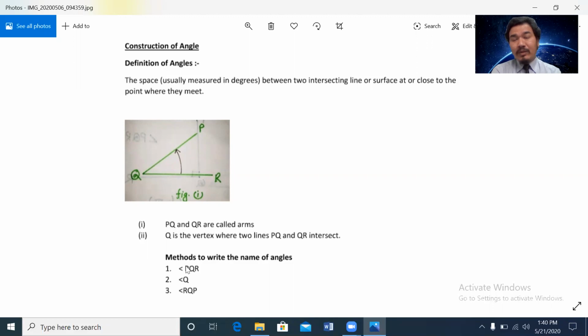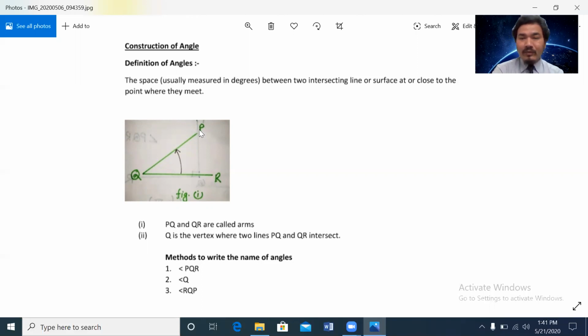Let's see another topic, the methods to write the name of angles. There are three methods. The first method is to use capital letters: P, Q, R, this is one name. You can also write only the vertex name, but in capital letter, angle Q, or you can write another name, angle RQP. Among these three methods you can write any one. What I suggest is to use the three-letter one, which is the best for highlighting the name of angles.